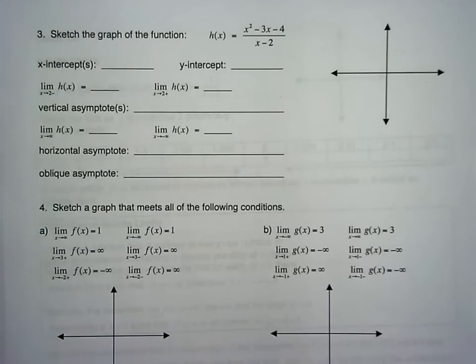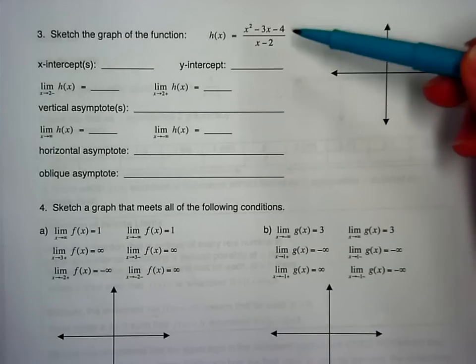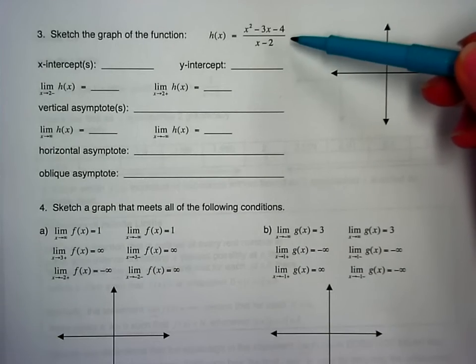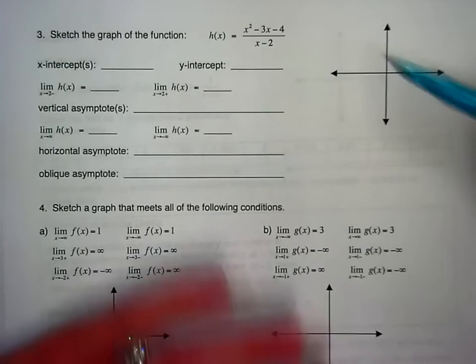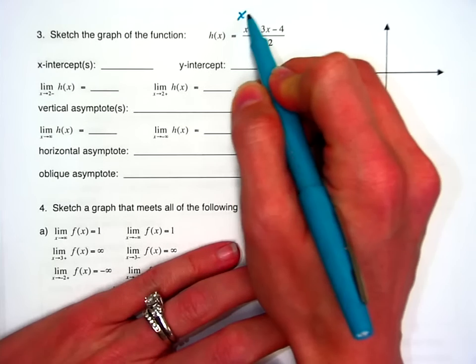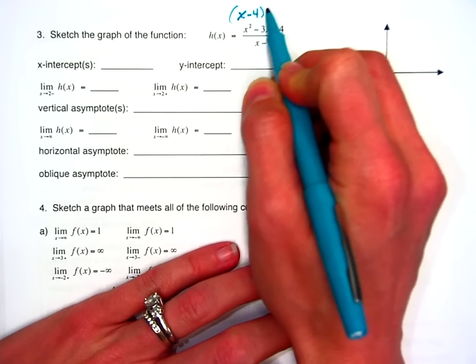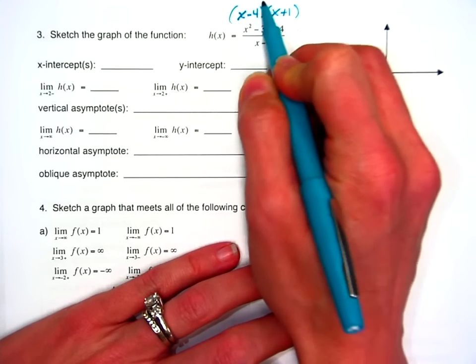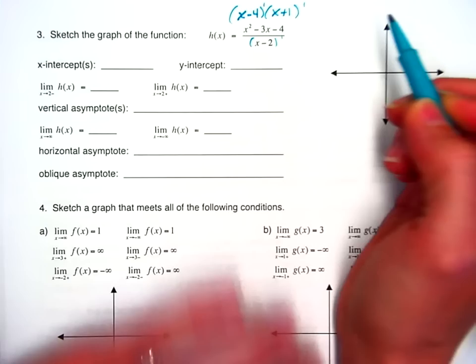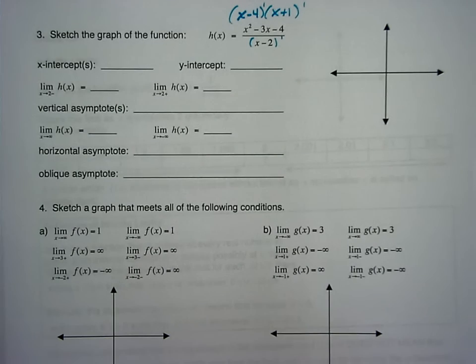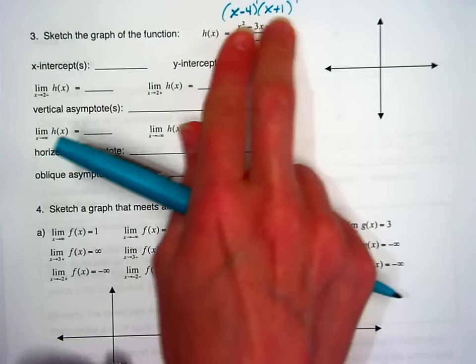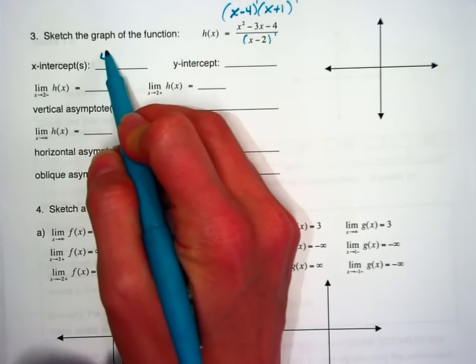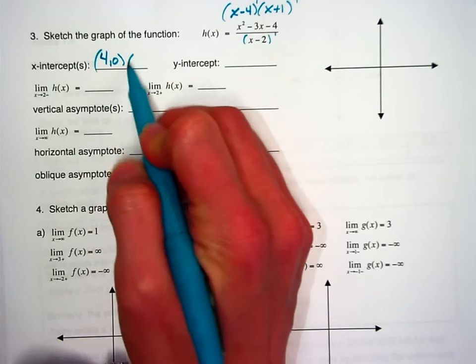For number 3, it's a little bit different than the last 2 examples we just did because it's not in factored form right now. Notice the top here, we need to go ahead and factor that. So we're going to get x minus 4 times the quantity x plus 1. Notice every factor in here on the top and the bottom are all linear factors raised to odd powers. For the x-intercepts, set the top equal to 0, so we get 4, 0, and negative 1, 0.